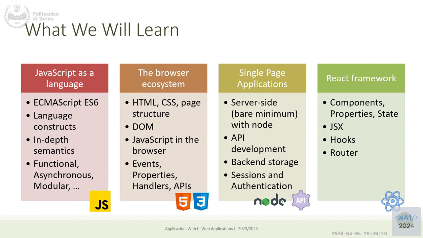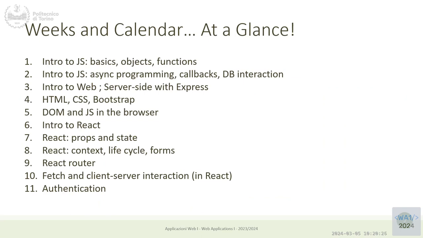So these are these four big pillars that we will follow during the course. And these map to the different weeks in which in every week we have a topic to cover. We start, of course, from writing JavaScript by itself, and then we move to writing JavaScript on the server side, so create a small server just for, let's say, implementing APIs and so on. Then we move, so the first 3 weeks. Then we move to the front end.